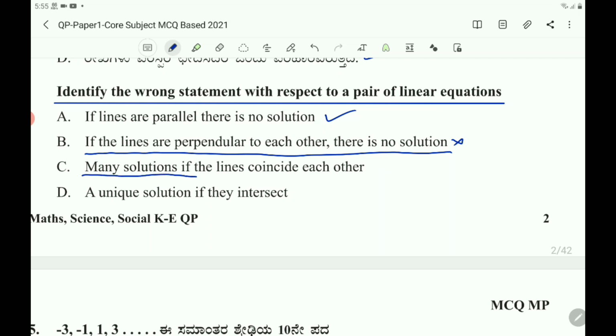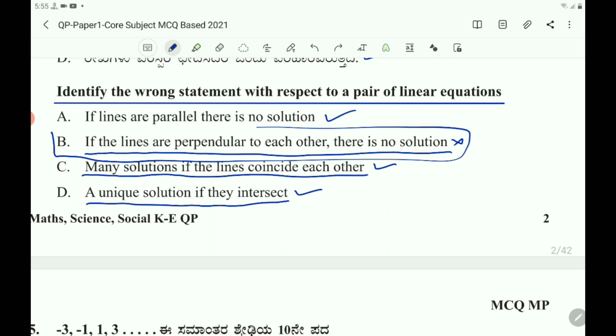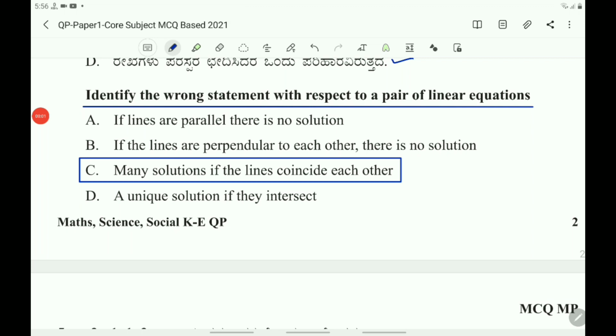Many solutions if the lines coincide with each other. It is also a correct statement. A unique solution if they intersect. That is also a correct answer. But here which statement is wrong? This is the statement which is wrong. What is that? If the lines are perpendicular to each other there is no solution. It is a wrong statement. So the option C is the answer here. That is the wrong statement.